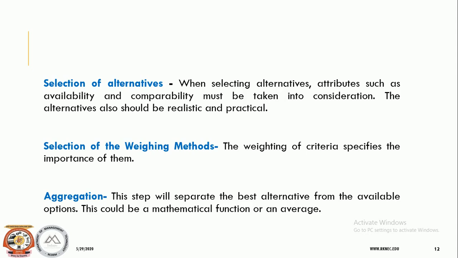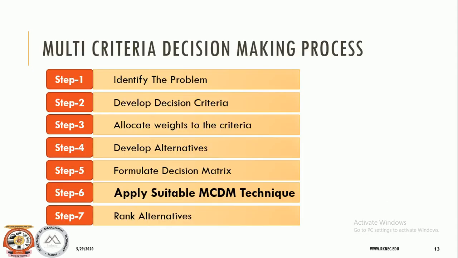the next and the last step in this MCDM is the aggregation. Now this step will separate the best alternative from the available options. This could be a mathematical function or a simple average. So there are different methods for the aggregation. The simplest one that we are going to use for all the methods that we are learning in this workshop is the rank method. We are going to rank the alternatives, and on the basis of that rank value, we are going to select the best alternative. So these are the components.